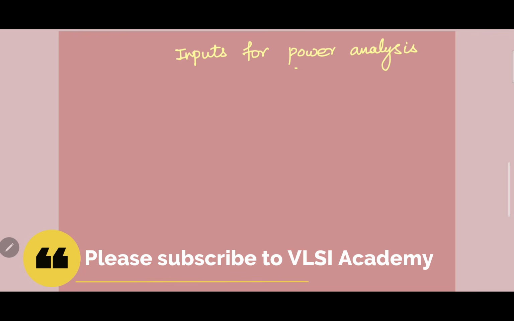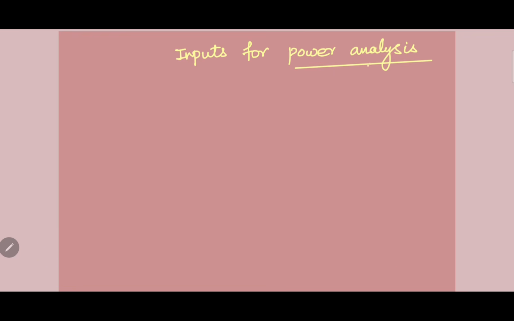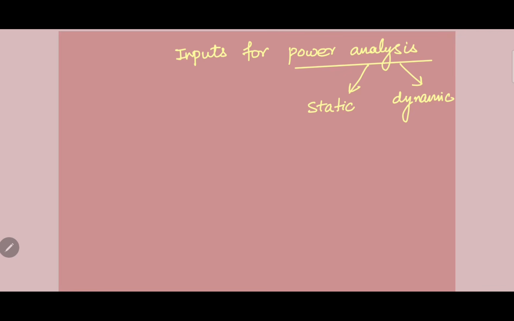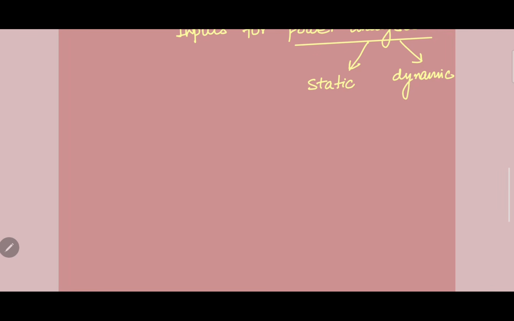Broadly speaking, power analysis can be divided into two parts: one is static power analysis and the other is dynamic. We will see both of them and how they vary. Instead of going that way, first we will see what the inputs are. So let's say the first is DEF.